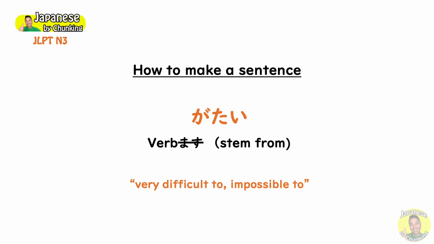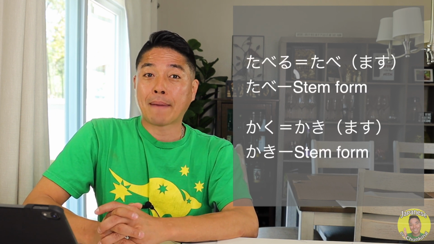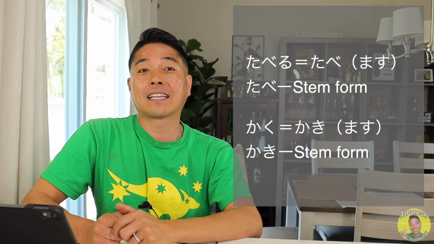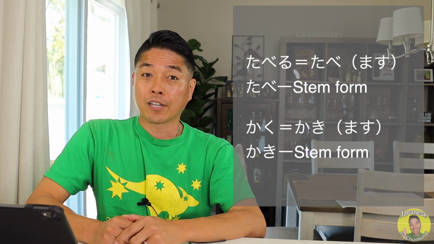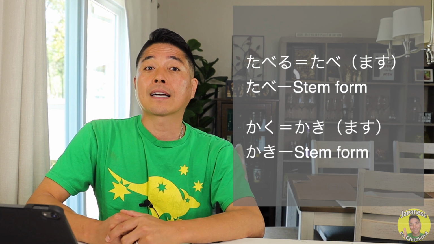がたい。To make this sentence structure, you need a verb and use the stem form of the verb. So how do you make the stem form? Use the ます form and take off the ます. So this becomes the stem form. 食べる becomes 食べます. Just take off ます. So 食べ. That's the stem. 書く becomes 書きます. Take off ます and the stem is 書き. Okay, so let's take a look at example sentences.